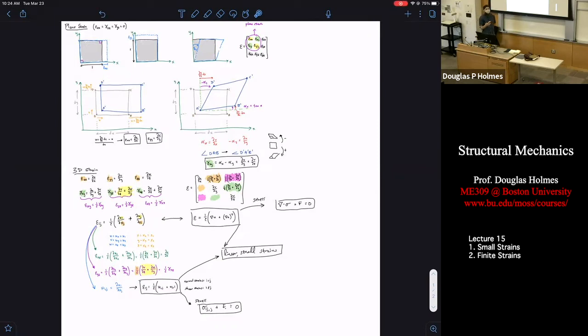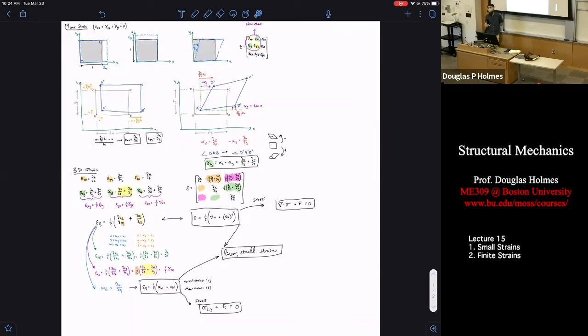I want you to know that these strains are linear, and I want you to be able to immediately tell that they're linear. The way to immediately tell is the fact that in either of those boxed equations, u appears to first order. There's nothing like u times u, u squared, some crazy function of u.